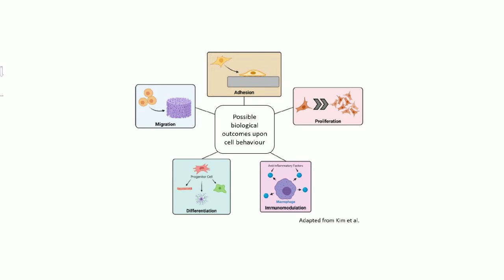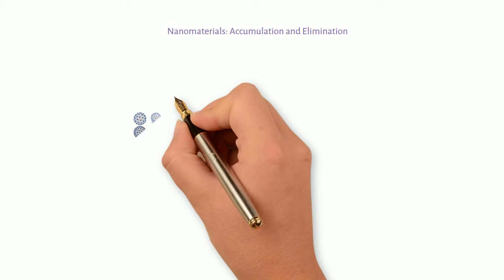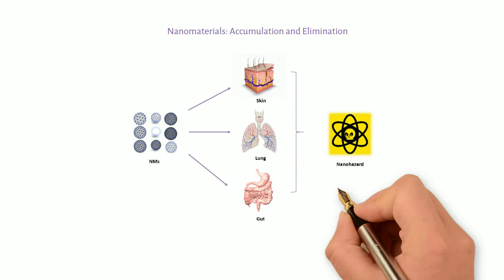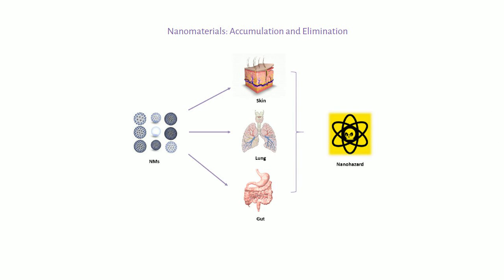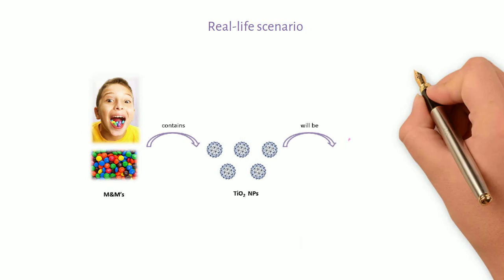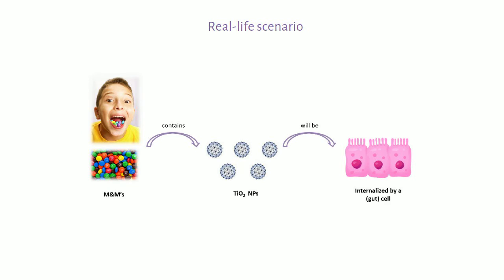Due to the exposure of humans to nanomaterial via inhalation and ingestion, their accumulation and difficult elimination have been raising concerns about possible harmful effects. Let's imagine a real-life scenario where a child is eating M&Ms. As you may know, the bright colors of M&Ms are due to the presence of titanium dioxide nanoparticles. The cells of the gastrointestinal tract will be in contact with those nanomaterials, raising possibly adverse effects.